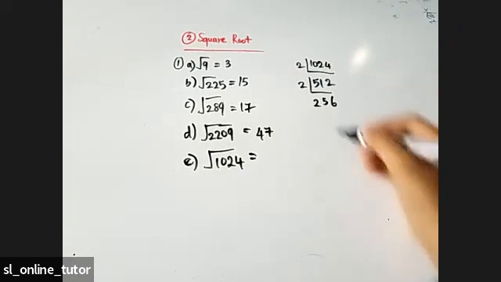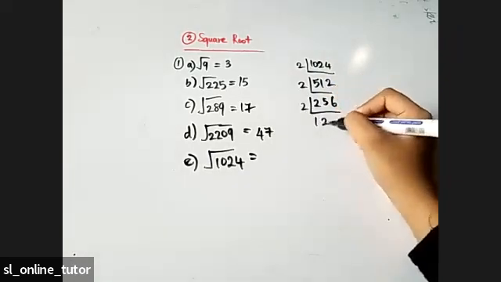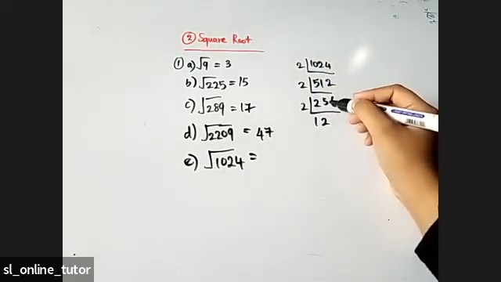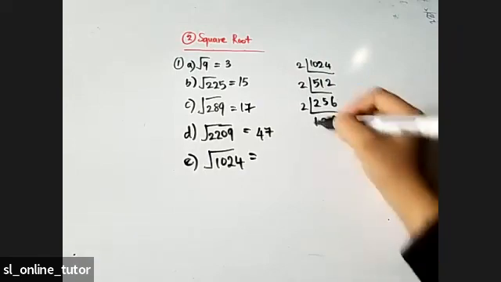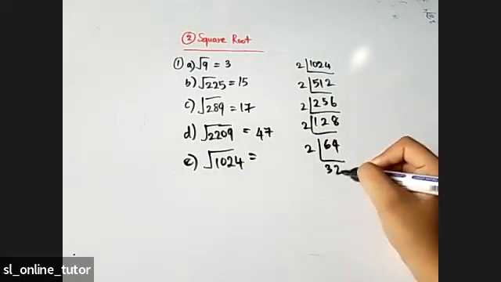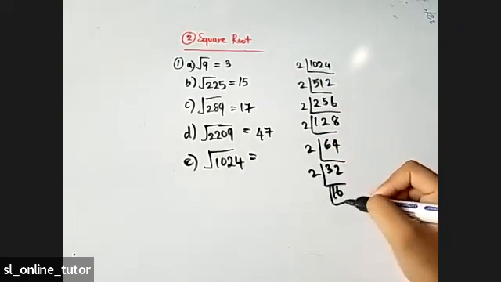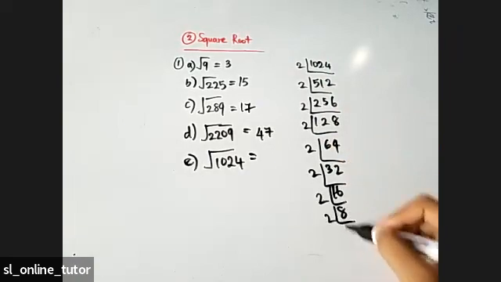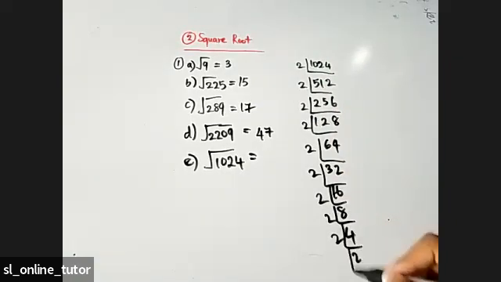Is that correct? Yeah, again divide by 2 here. You get 8. Again 2, 64. Again 2, 32. Again 2, 16. Again 2, 8. 2 here, 4 divided by 2 is 2, 2 divided by 2 is 1.